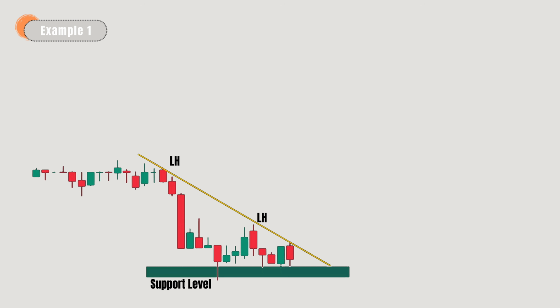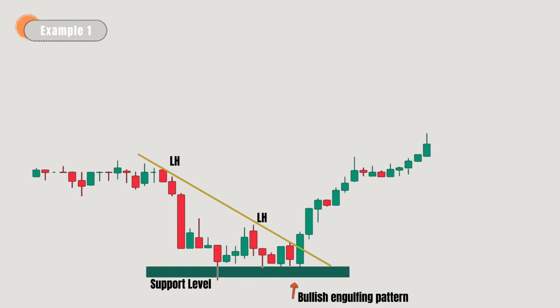When the price first approaches the support, it attempts to reverse but fails. On the second attempt, buyers begin buying actively, and the price breaks out of the triangle pattern while forming a bullish engulfing candle. This signals the start of a bullish trend.